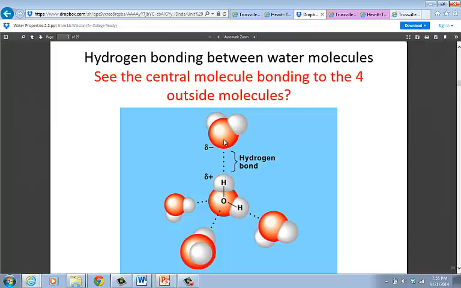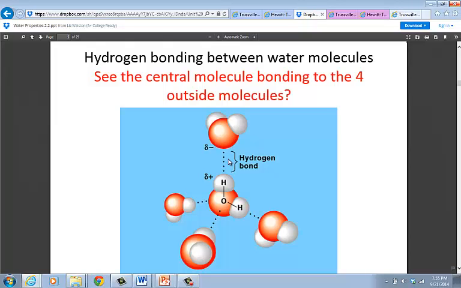Oxygen having this slightly negative charge, and it's more electronegative because it has a stronger hold on the electrons because it's got 8 positive protons, so it's got a stronger hold than the hydrogen. Hydrogen has a slightly positive charge, but it has less of a hold because it's only got 1 proton, and so not as strong of a bond. And so lots of different things can happen because of this hydrogen bond.